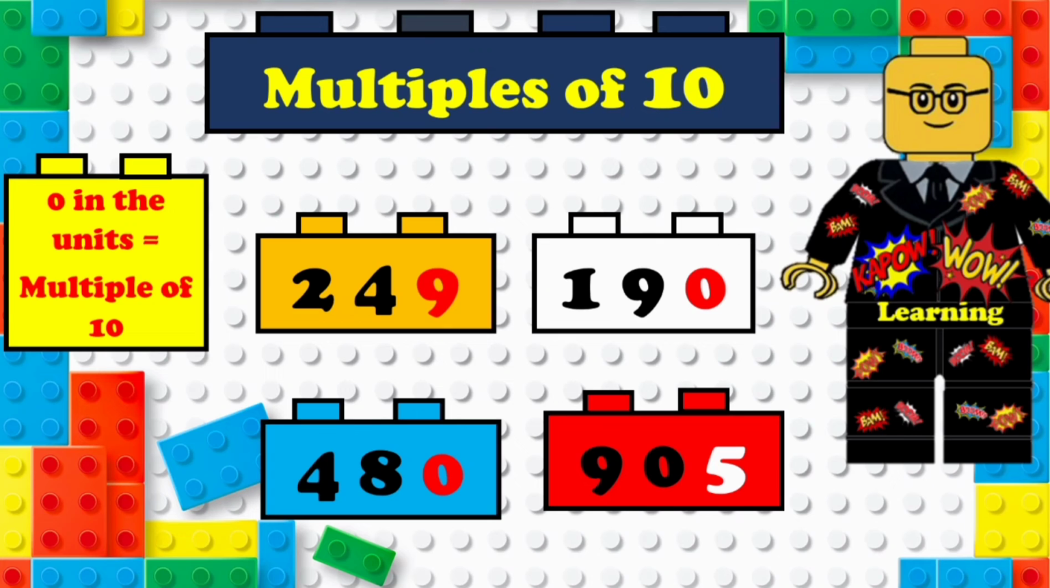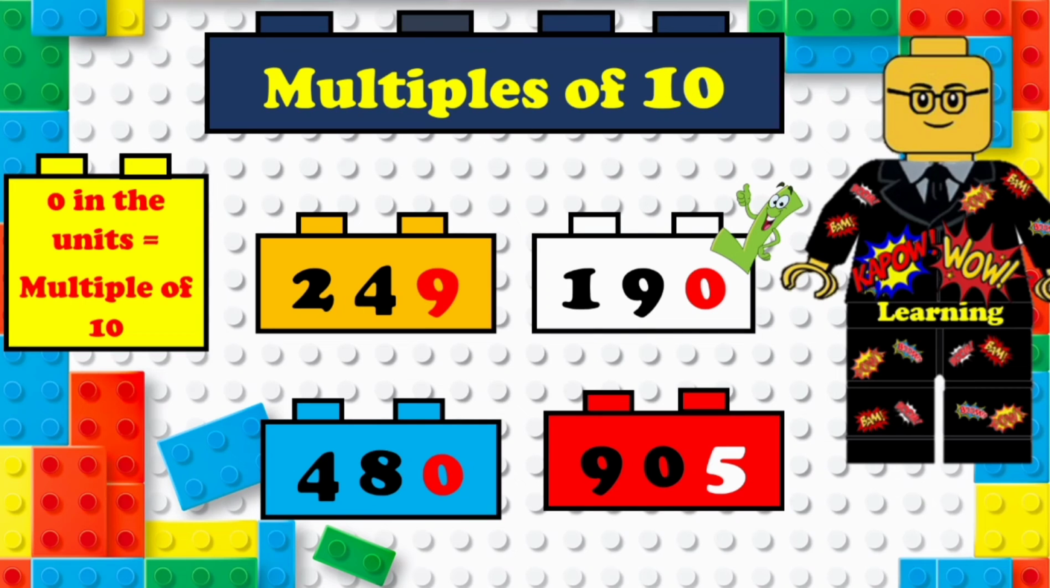Here are some numbers, and I want you to try and find the multiples of 10 in these numbers. We've got 249, 190, 480, 905. You can pause this and then play it to see if you are correct. You should have said, now remember, a zero in the units means it's a multiple of 10.